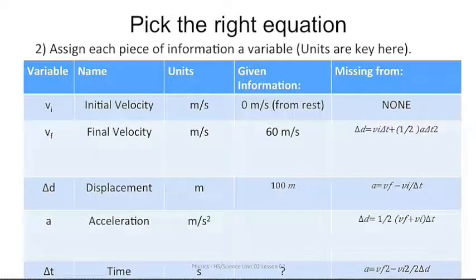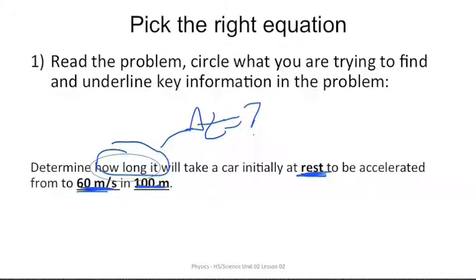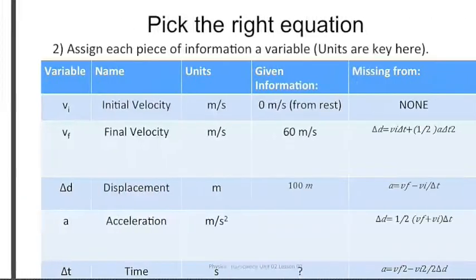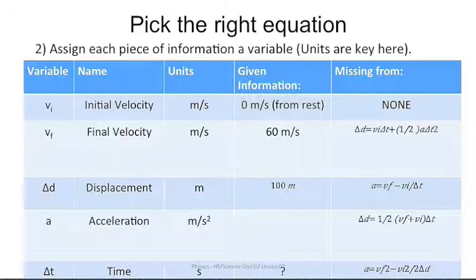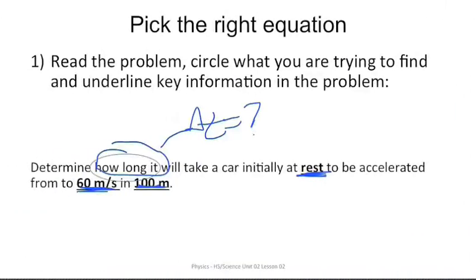So now we pick the right equation. We assign each piece of information a variable. If we look right here, we go back and say, okay, 60 meters per second. That was a velocity. Well, which velocity is it? It could be initial velocity or it could be final velocity. It turns out that in this case it starts from rest, so that tells me how fast I'm going to begin with, and it goes to 60 meters per second, so that tells me how fast I end at.